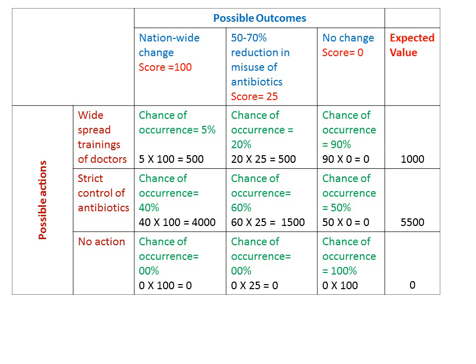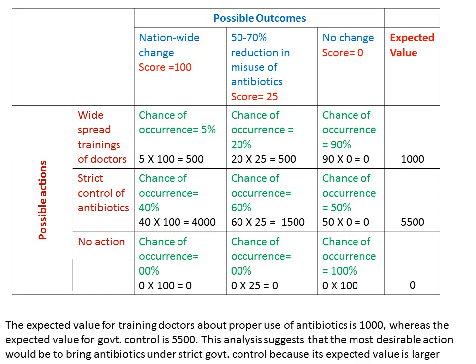If strict control for antibiotics is exercised, then the nationwide change occurrence probability is 40% and the score comes out to be 4000. For a large reduction, not 100%, the score is 25 and the probability is 60. It becomes 1500. When we add up, we can see that the expected value for training doctors about the proper use of antibiotics is 1000, whereas the expected value for government control as an option is 5500. So this analysis suggests that the most desirable action would be to bring antibiotics under strict government control because the expected value is much larger.